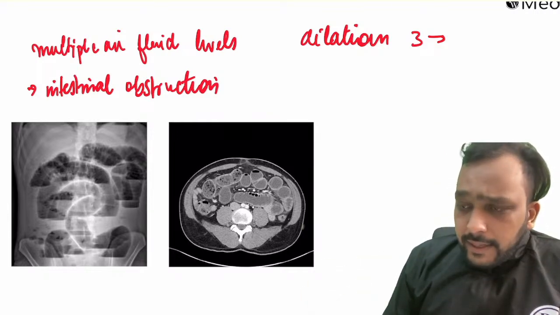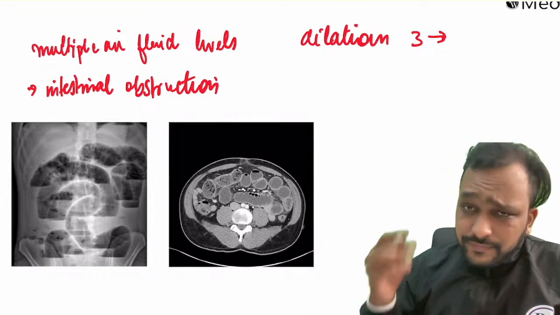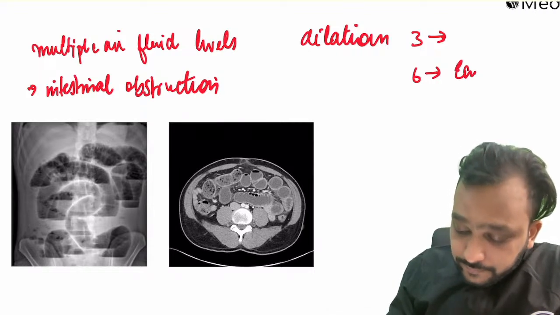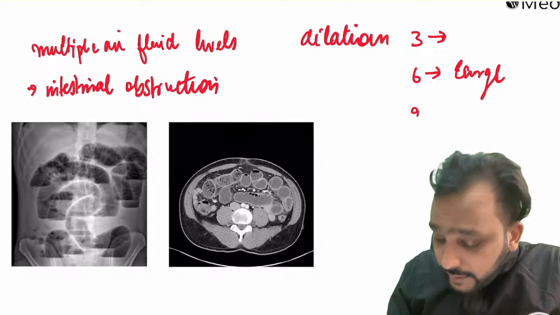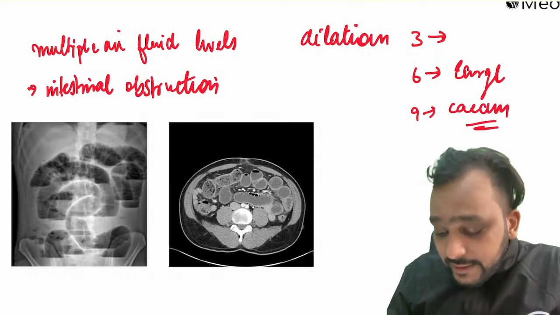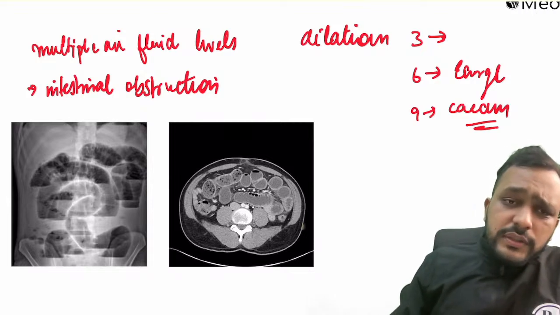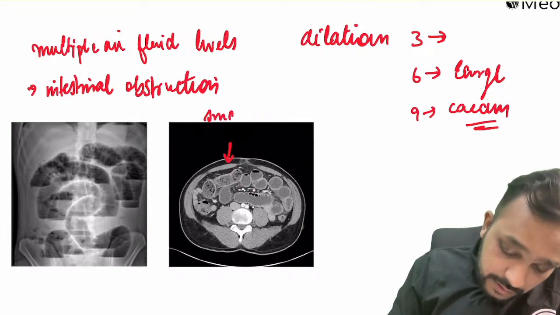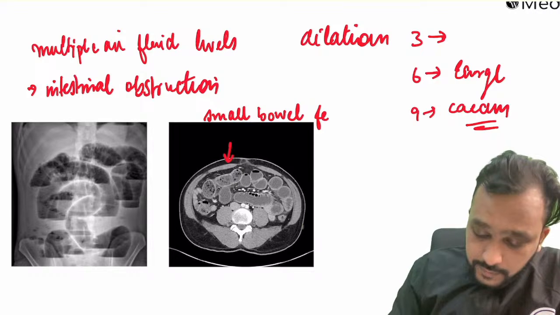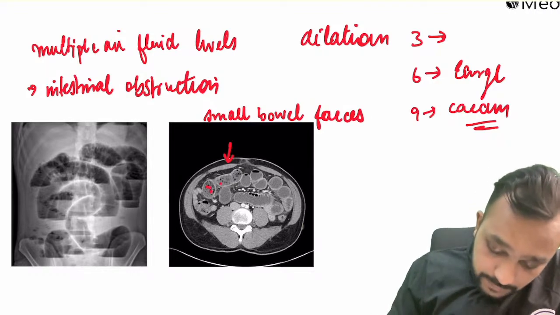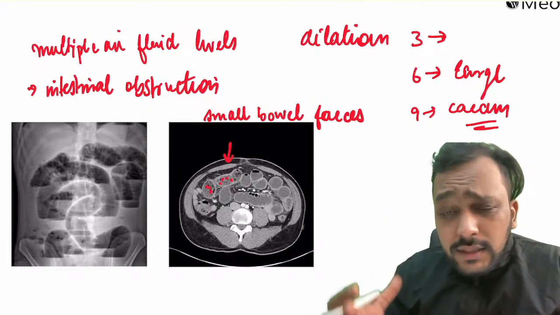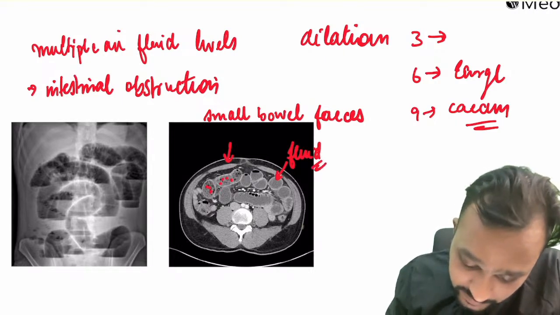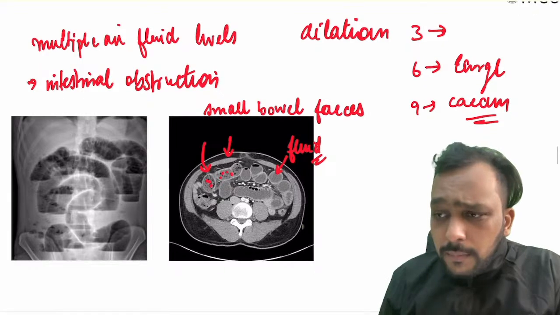When the small bowel loops are dilated by more than 3 cm, they are known as dilated small bowel loops. When the large bowel loops are dilated by more than 6 cm, large bowel loops are called dilated. When the cecum is dilated by more than 9 cm, we call it dilated. So this is the caliber of the various loops, and within the intestine you are going to see the small bowel feces sign, which is multiple foci of air. Normally the contents of the bowel loop are mostly fluid, but when they become like feces, this is known as small bowel feces sign.